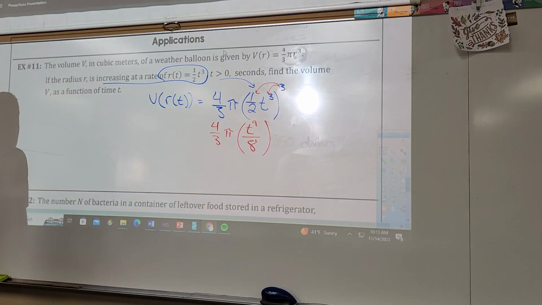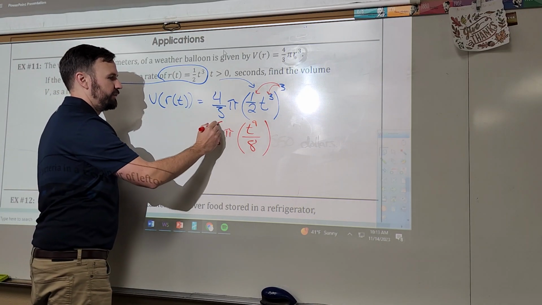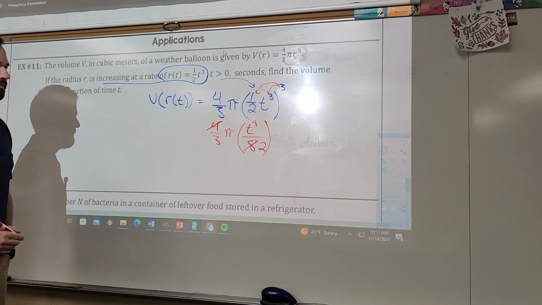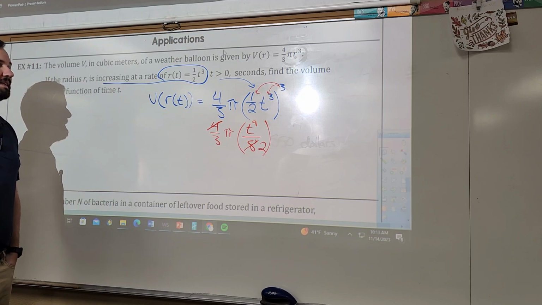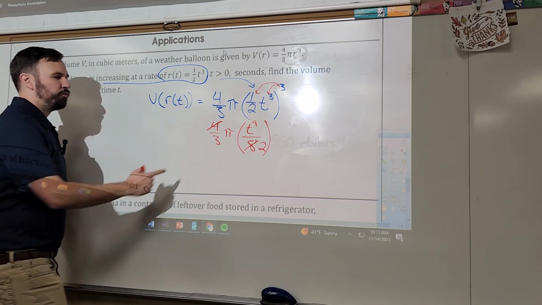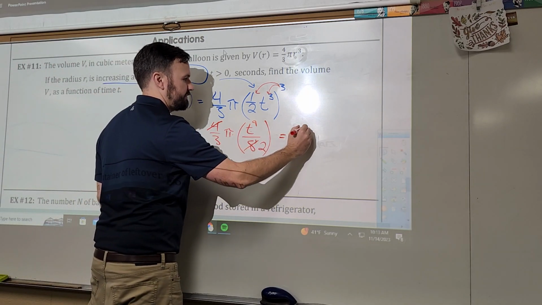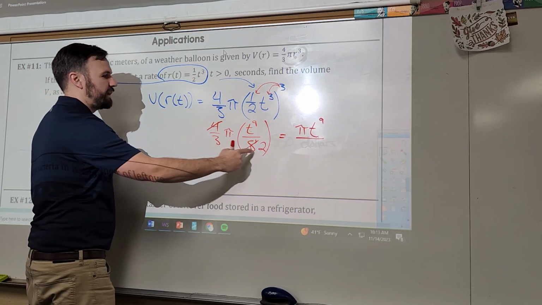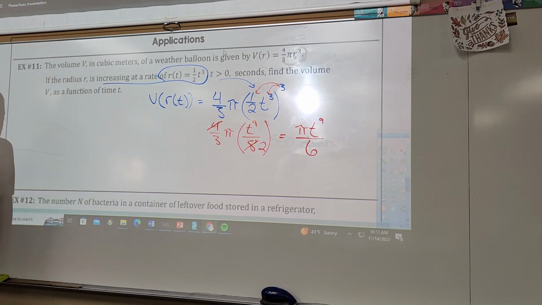Can I simplify this anymore? Yeah. Can't I do that as 2? Right? You guys remember cross canceling to reduce? Now am I almost done? Actually, yeah. When I multiply fractions, what's pi times T to the 9th? Pi times T to the 9th. What's 3 times 2? There you go.